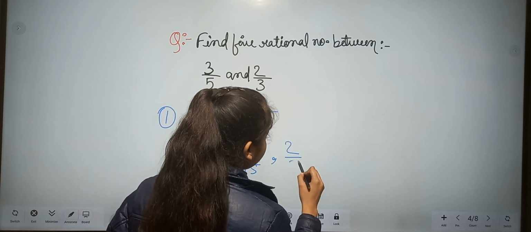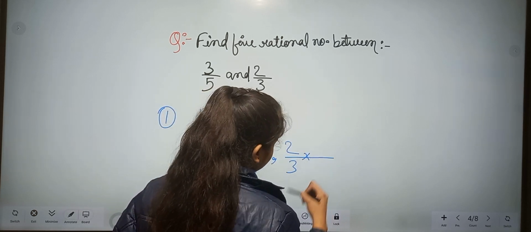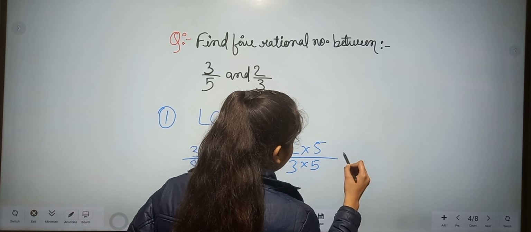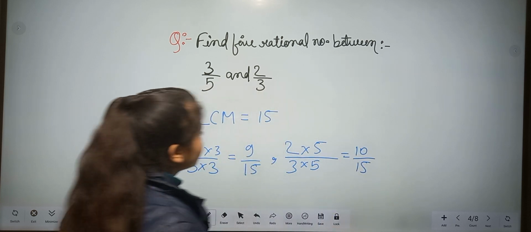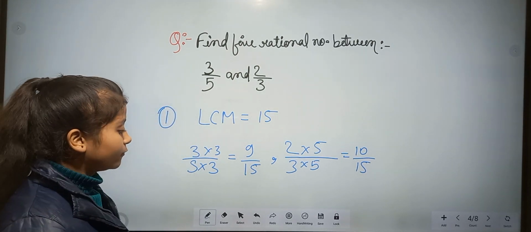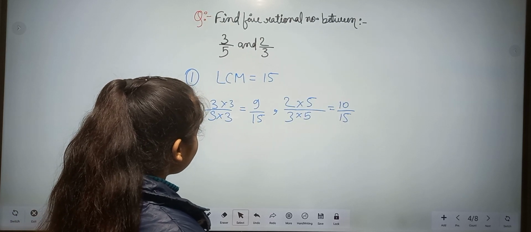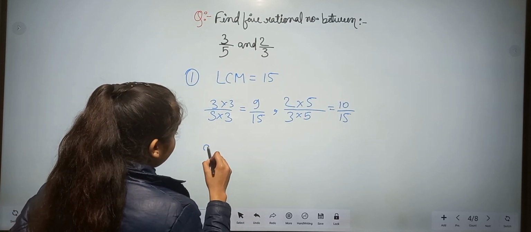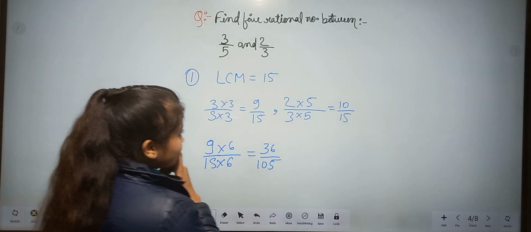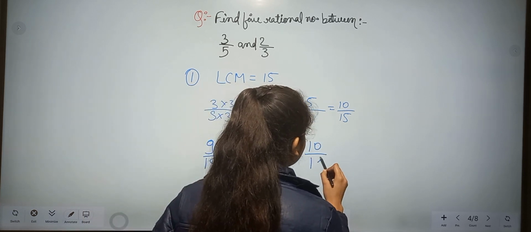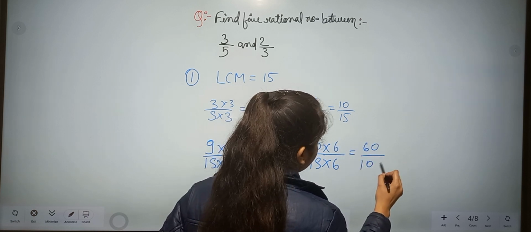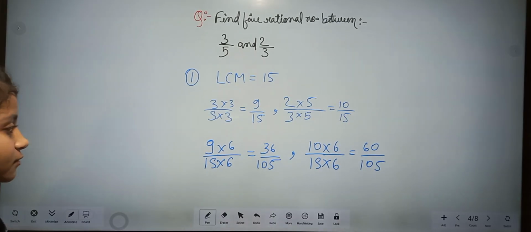And our second number is 2/3. So we have to multiply by 5/5. 5 2s are 10 and 5 3s are 15. So here we can also see that there are no numbers between 9/15 and 10/15. So we have to multiply again. 9/15 into 6, and our second number is 10/15 into 6, 60/105. There are many numbers between these two numbers.